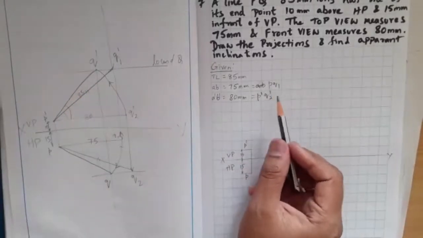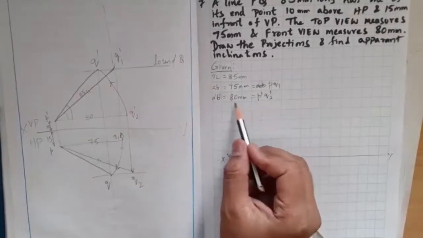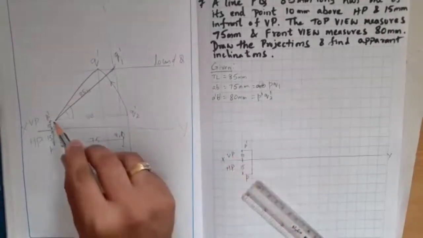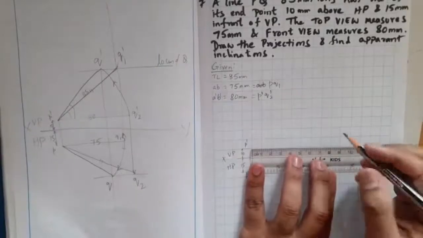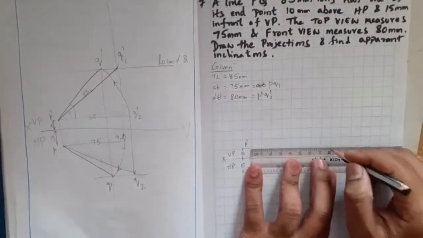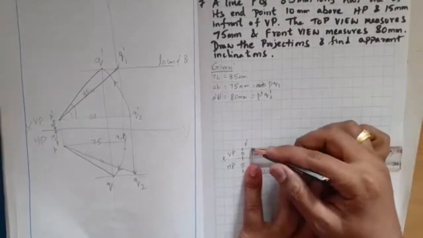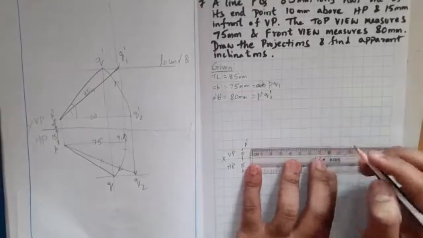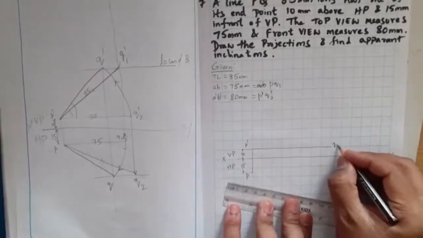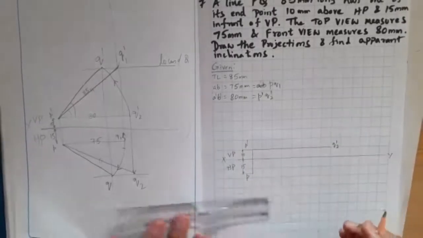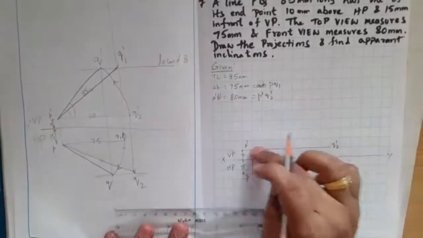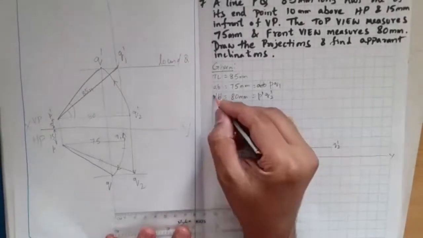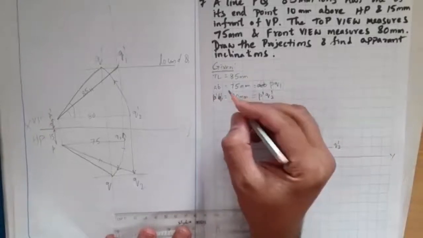P dash Q dash is known for me, that is 80 mm. So I'm going to draw 80 mm here itself, 8 boxes, and mark it as Q2 dash. Because the locus of Q I don't know, but I know P dash Q2 dash.